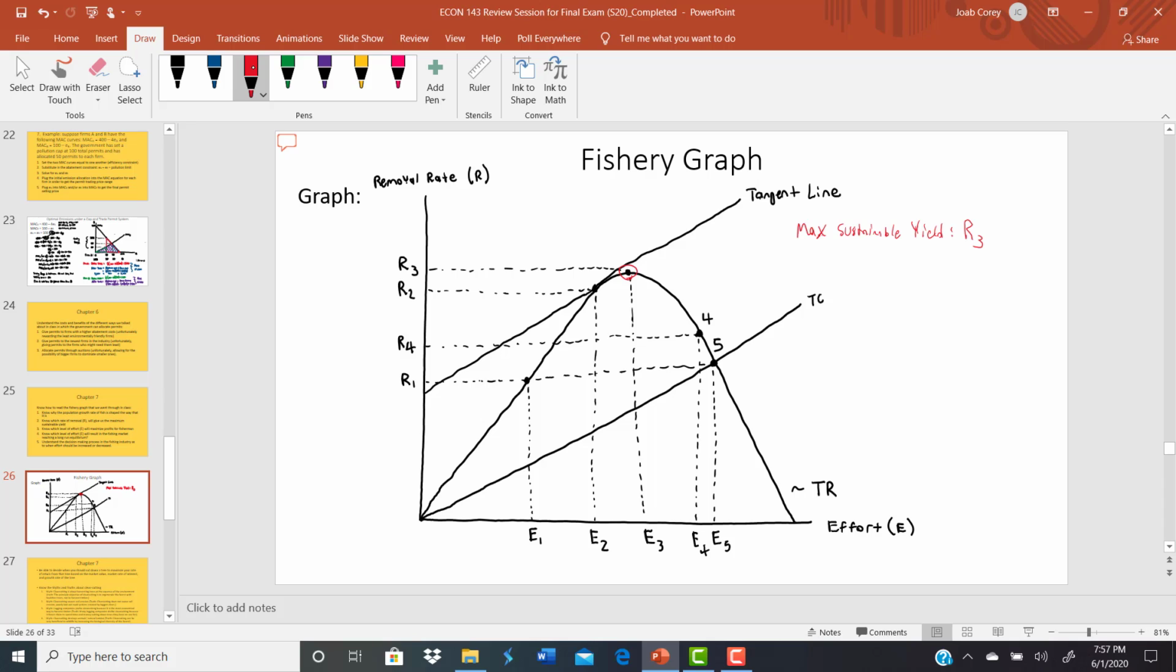Now, if I were to ask you what would maximize the profits, so the profit-maximizing effort, we'll do that in blue.